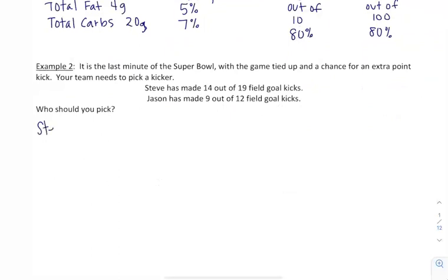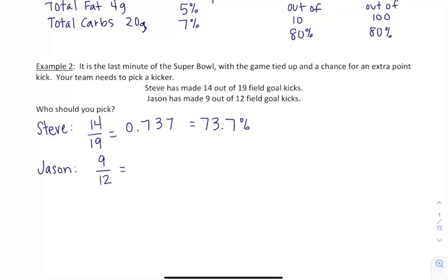Well, why don't we calculate the percent that they get? Steve is 14 out of 19. If we calculate that, we do the division. 14 divided by 19 is 0.737, which is 73.7%, whereas Jason has made 9 out of 12, 0.75 or 75%. And that tells us that Jason is a slightly more accurate field goal kicker when we look at percents.